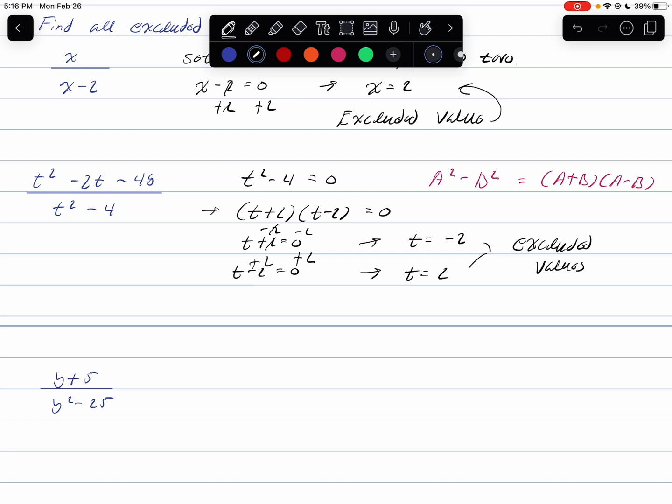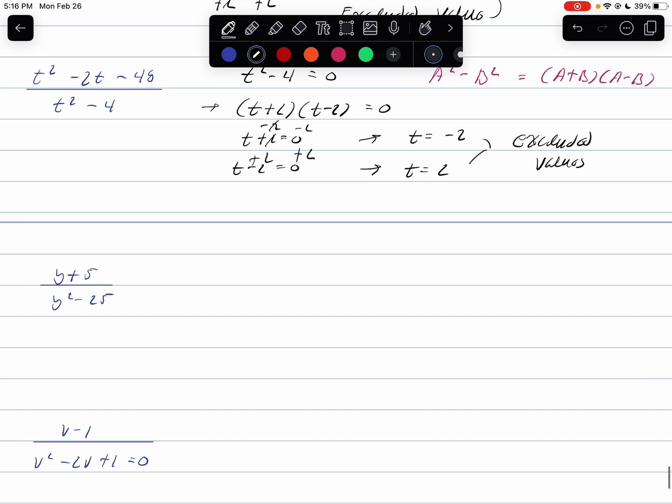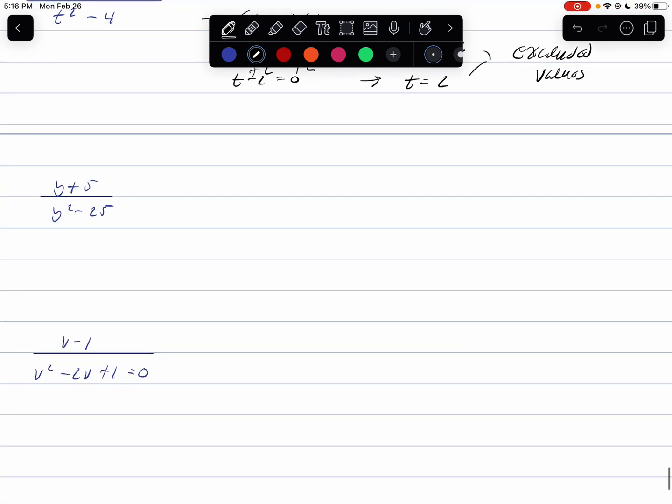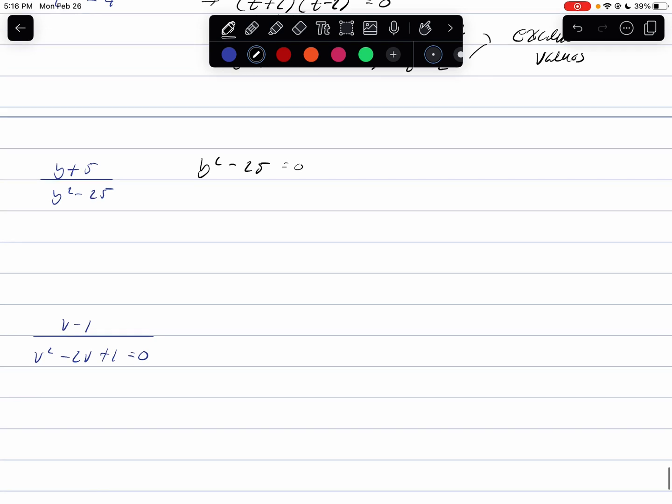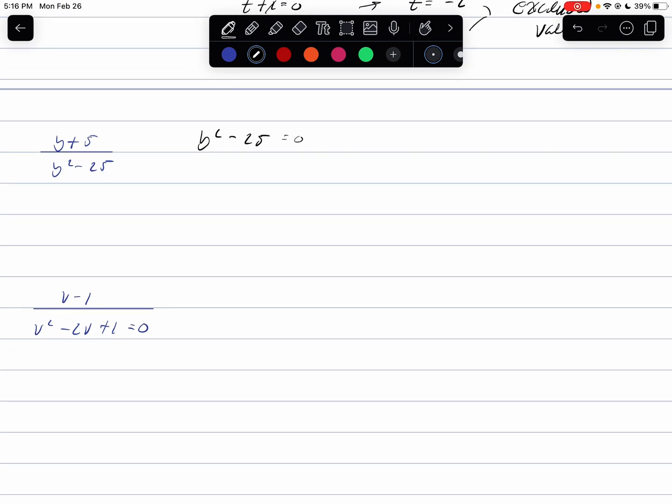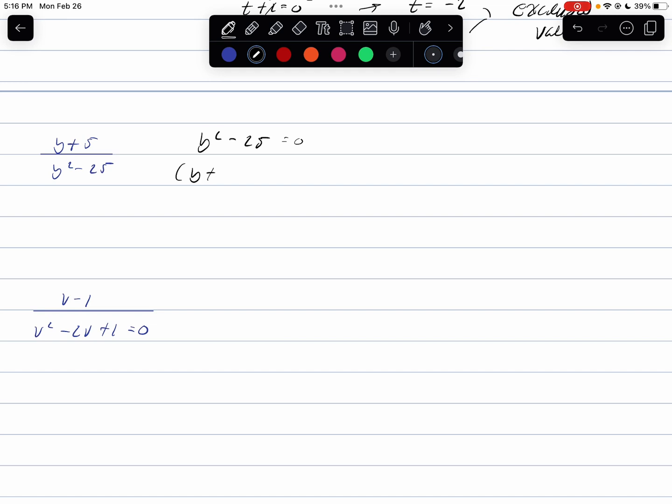So both t equals negative 2 and t equals 2 are excluded values. Let's look here at y plus 5 over y squared minus 25. So if we set the denominator equal to 0, we get y squared minus 25 is equal to 0. And once again here, we have a difference of squares. And the square root of y squared is just y. So we'll have y plus the square root of 25, which is 5, and y minus 5 is equal to 0.